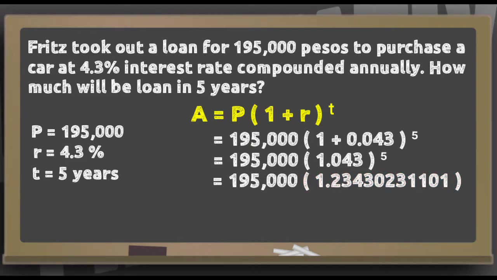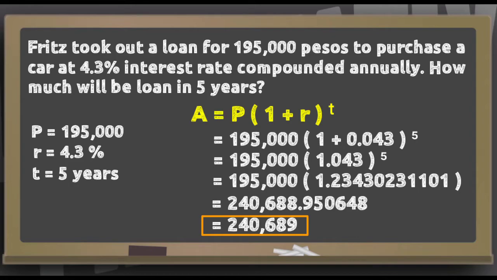1.234330281101. 195,000 times 1.234330281101 equals 240,688.950648, or 240,689. And this is the amount of loan in 5 years.